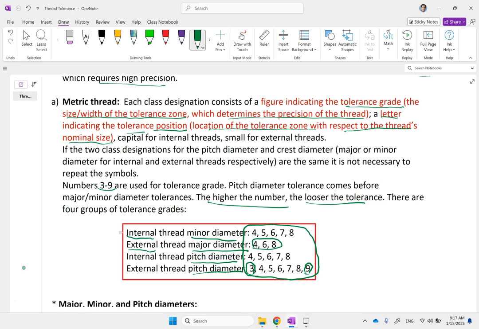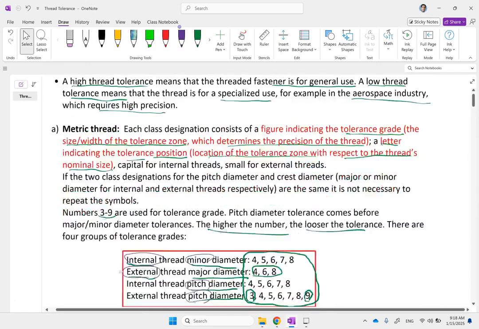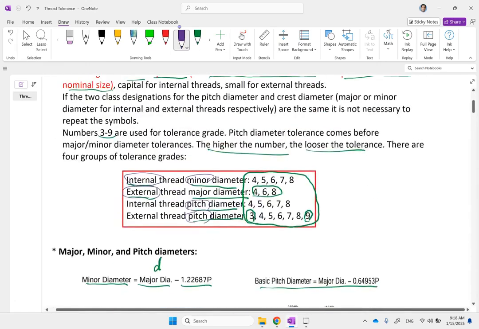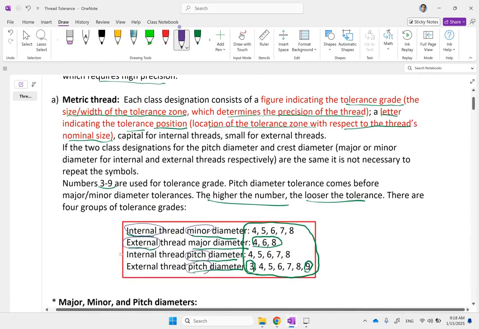Okay? So this is one thing that we need to talk about. We have to break down the discussion into whether it's an internal thread or external. We have to separate how we show tolerances on them, and that is what we're going to do in the rest of this video. And then of course, we have to be able to calculate the minor diameter and the pitch diameter, for which I just gave you the formulas. Okay, so this is about the class, correct?